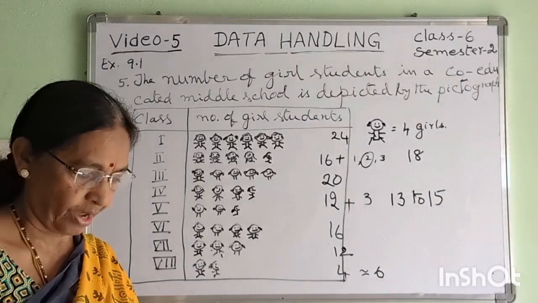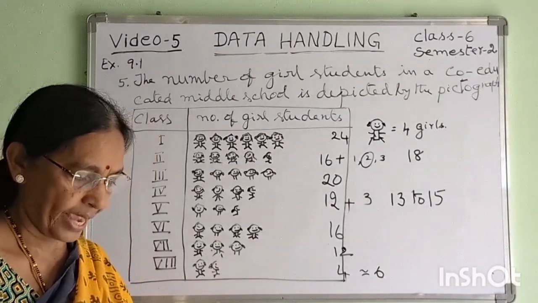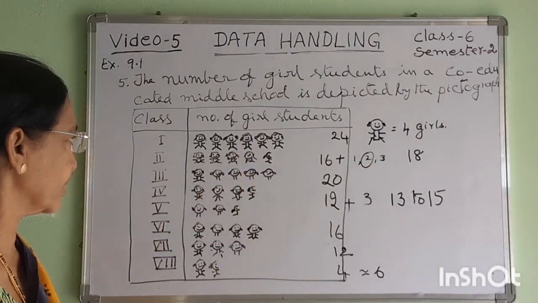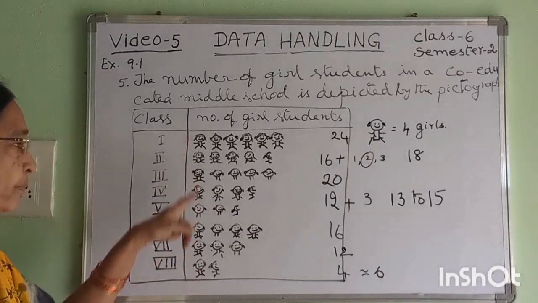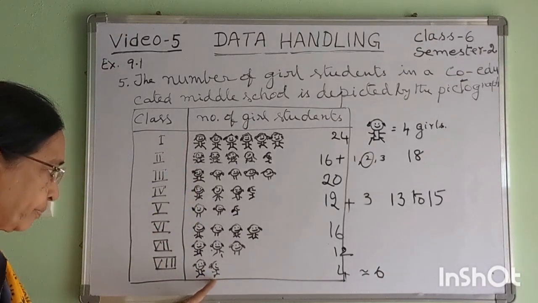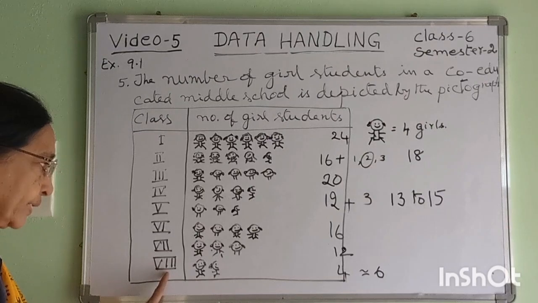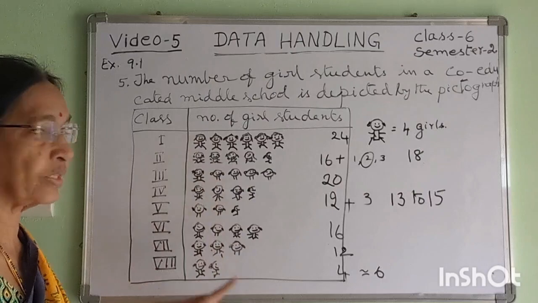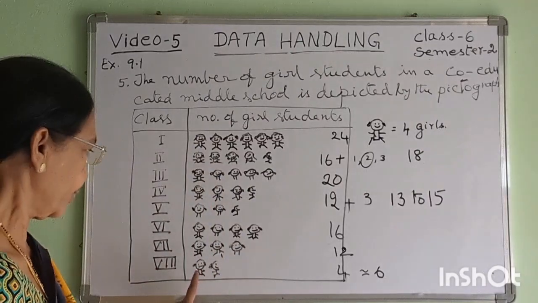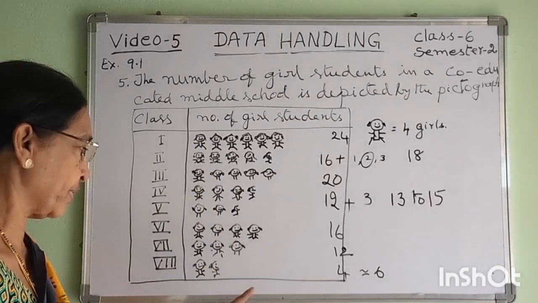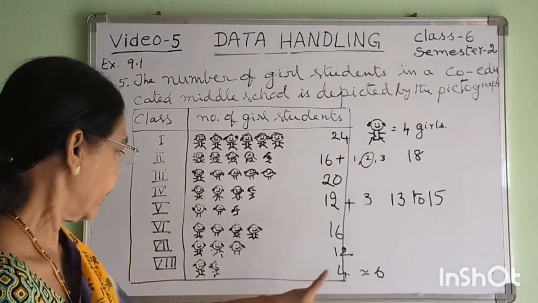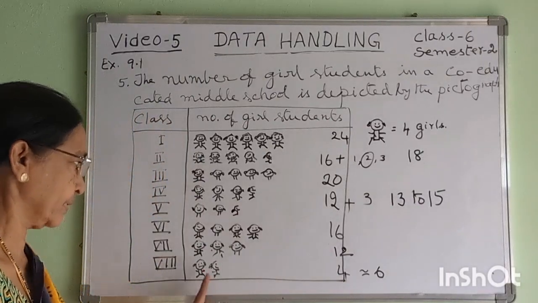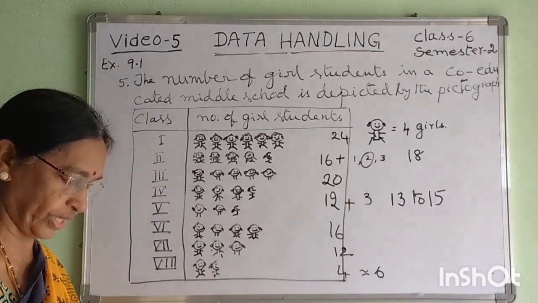Observe this pictograph and answer the following questions. Which class has the minimum number of girl students? Here, observing the pictograph, the minimum number of girl students are in 8th class because 1.5 pictures were there. All others have more than 2. Therefore in 8th class there are the minimum number of girl students, approximately 5 to 7.